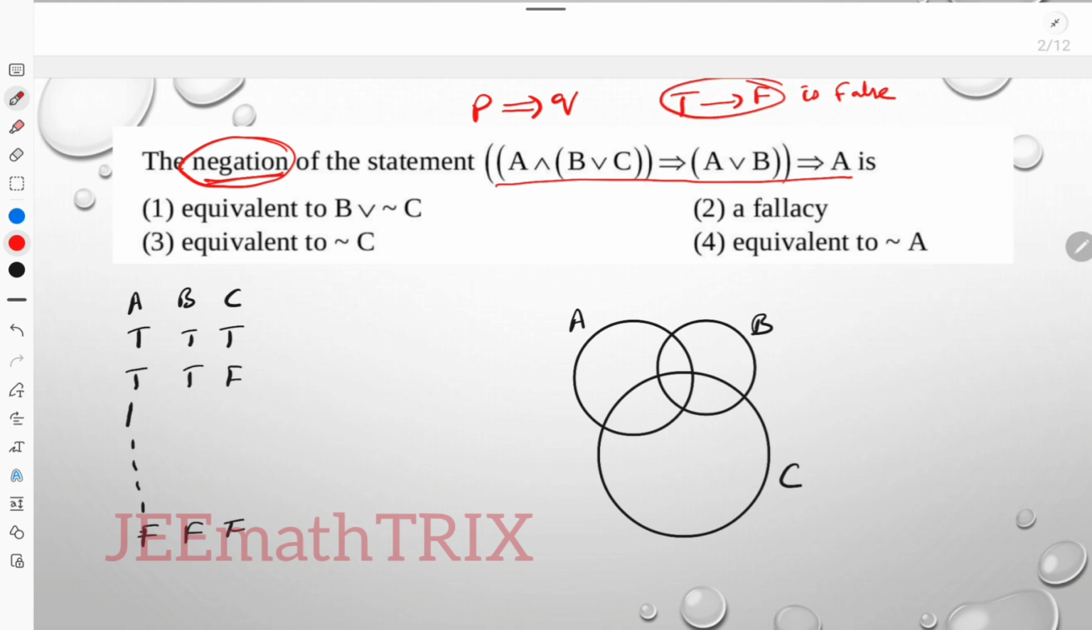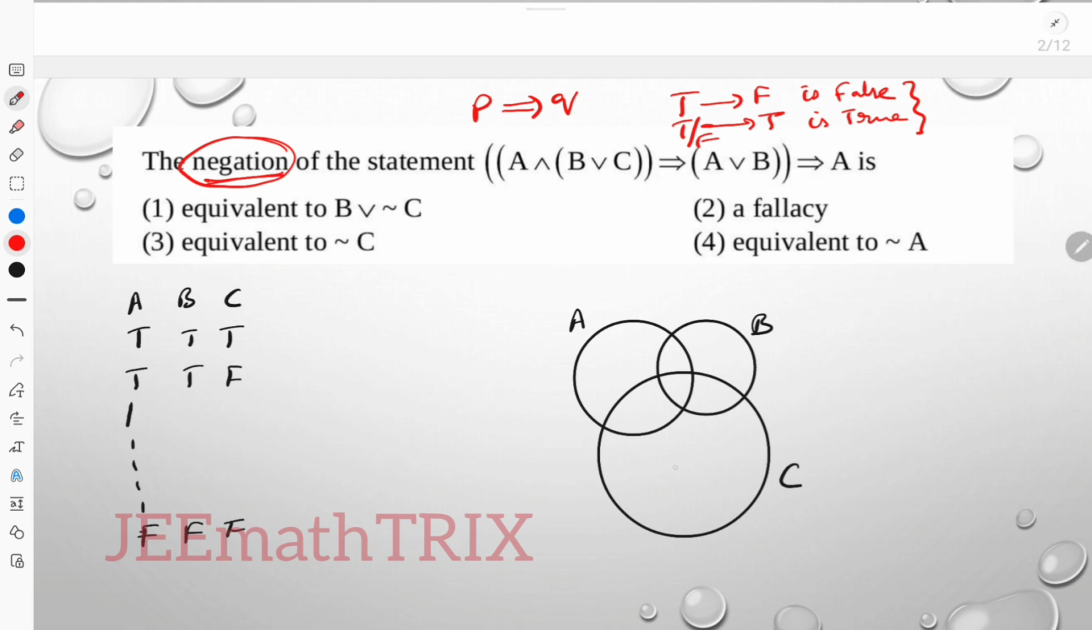In all remaining cases, it is true. So whenever a true statement implies a false statement, it is false. And if the second statement is true, irrespective of the first statement being true or false, the implication is true. You can take these two points as a result. Now let's focus on the given question.